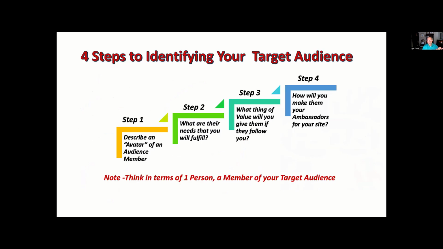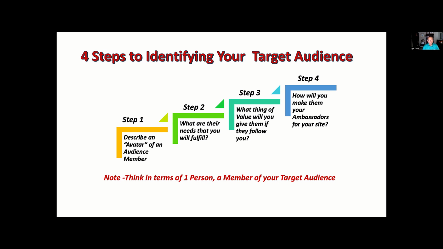So the 4 steps for identifying your target audience. Step 1, describe an avatar of the audience member, that perfect person. Not a group or anyone, what would that one person look like? Step 2, what are their needs that you're going to be able to fulfill? Because they're coming to you with a problem. It's not what you're selling, it's not what you're pitching, it's what you're promoting. You have a passion for something, you understand the problems, and you're going to help them solve those problems.